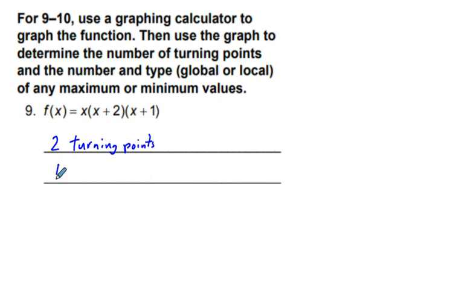And we will have 1 local. It says type local, but not global, maximum. And 1 local, but not global, minimum. So anyway, that's what you need there.